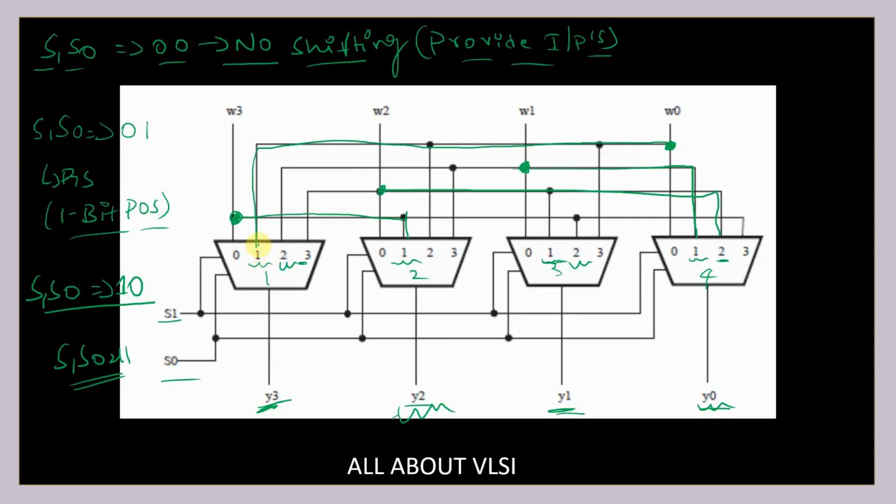suppose if I want to perform shifting by two positions, then these connections are already made, right? So immediately the shifting will be happening in a single clock cycle. The shifting by two or shift by three will be happening in a single clock cycle.